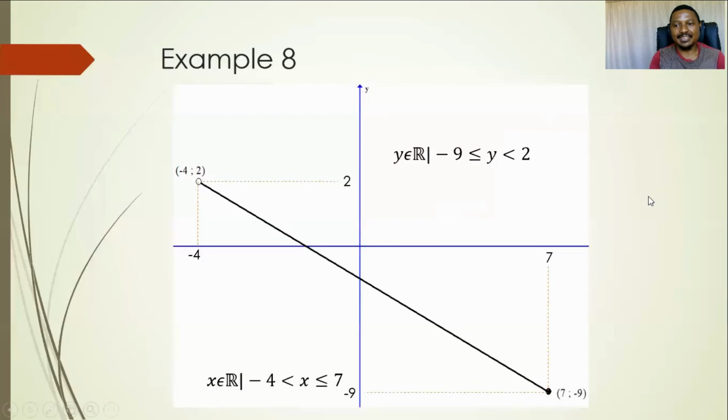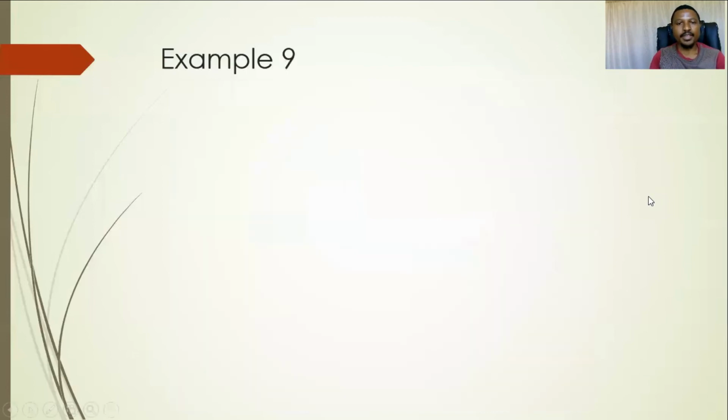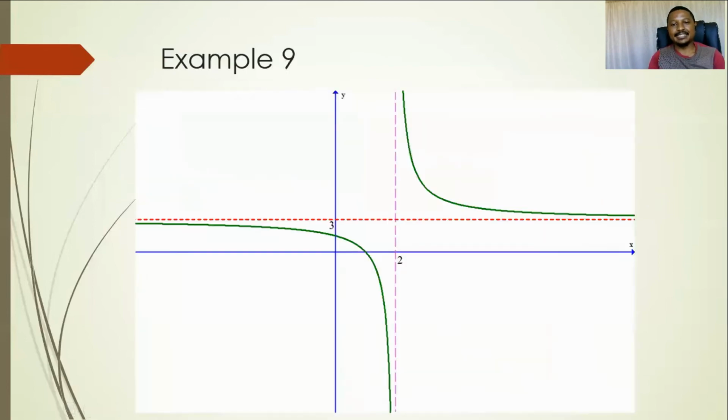Let's look at the next example. Now, example 9 again is a graph. I think some of you are familiar with this graph. Obviously, you can tell that this is the hyperbola. But we're not interested now in discussing exactly what the function is, because it is not the question that we have been asked today. Today we are looking only at the domain and the range of the function.